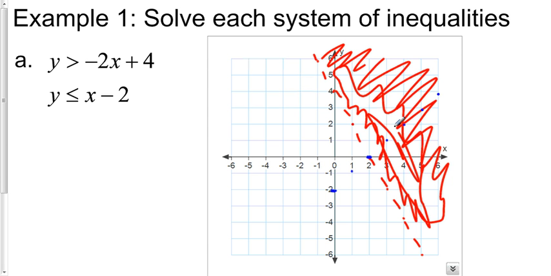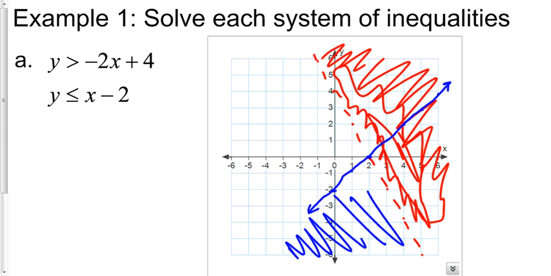There we go. Now this one I can make a solid line because there is an equal to underneath the inequality. There we go. And this one says y is less than or equal to, so my shaded region is below for this graph in that area. And now the solution to the system, meaning both inequalities together, is where the shaded region overlaps.